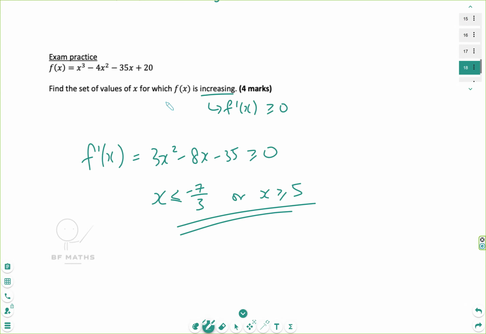So you differentiate it. Increasing function: as long as you remember that increasing function means f dash x is greater or equal to 0. You differentiate, make it greater or equal to 0, and put it in a calculator. Here is your answer, 4 marks in the bag.